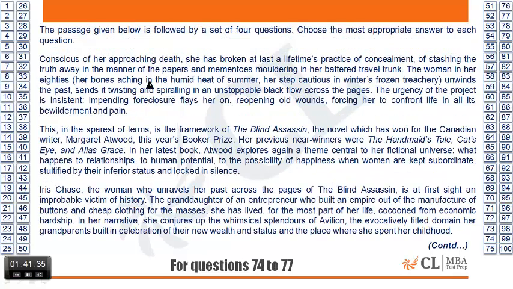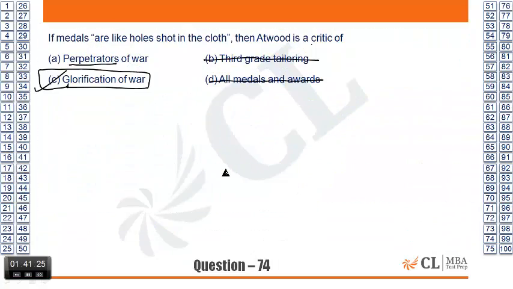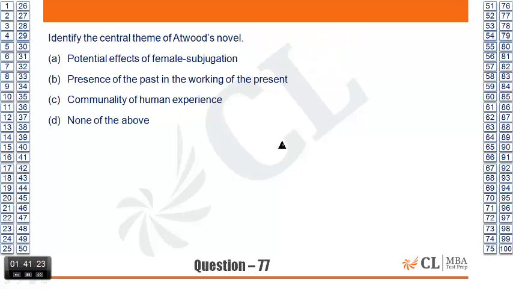Where is it? Somewhere here, no? Here. I would explain the fiction novel. What happens, possible to happen, is women are kept subordinate, certified inferior status, locked in silence. Which one talks about women? Only one talks about women, no? So A.